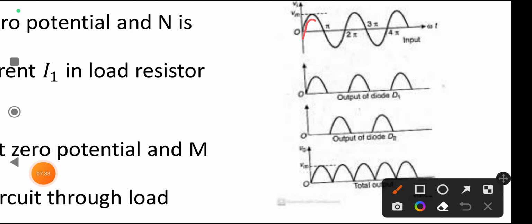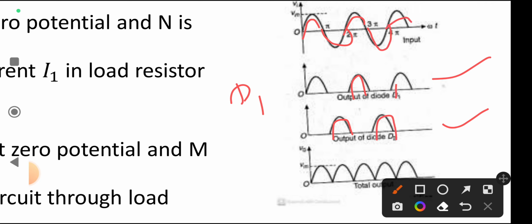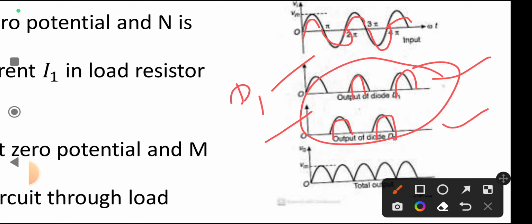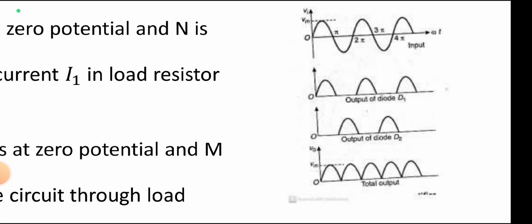During the positive half cycle, which diode works? Diode D1 works. During the negative half cycle, diode D2 works. During the positive half cycle, diode D1 works, and during the negative half cycle, diode D2 works. This is diode D1, this is diode D2. If we combine them, you can get it like this. This is finally the combination, the total output.